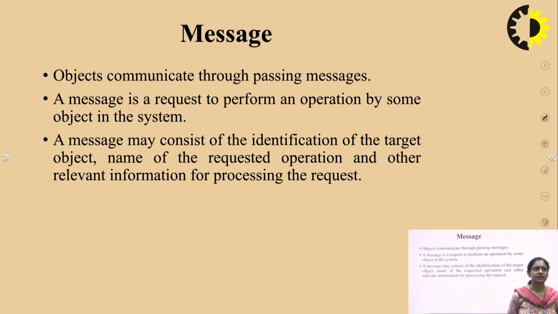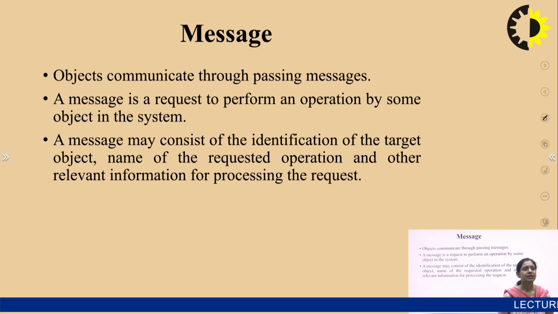Coming to messages, objects communicate through passing messages, because only a single object is not possible to be made for a class. A message is a request to perform an operation by some object in the system. A message may consist of the identification of the target object, the name of the requested operation, and the other relevant information for processing the request.